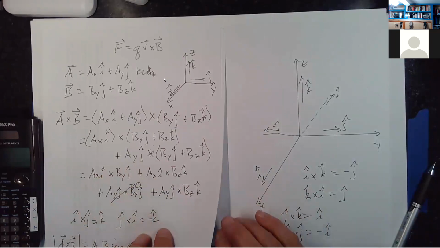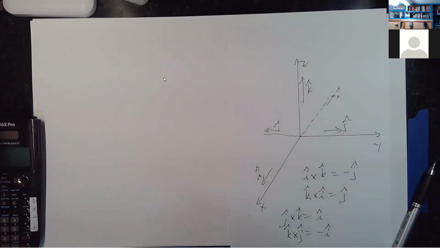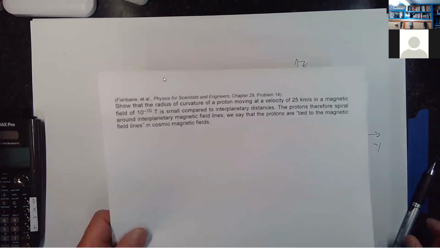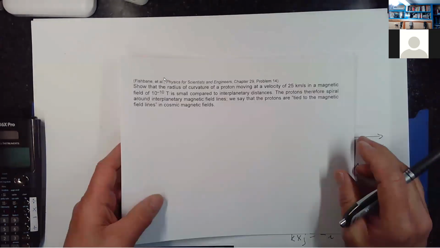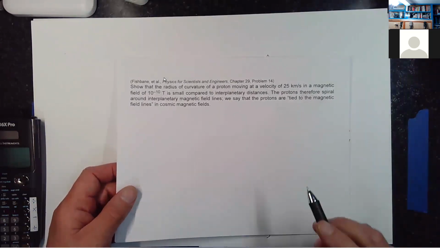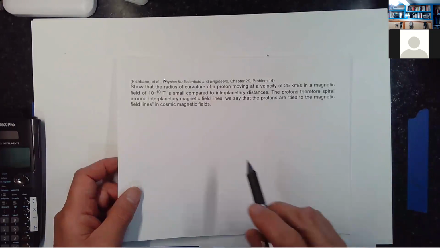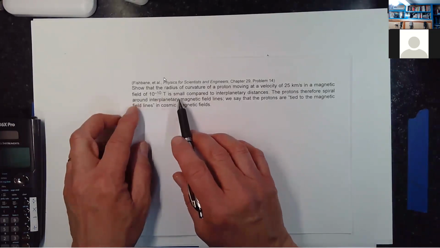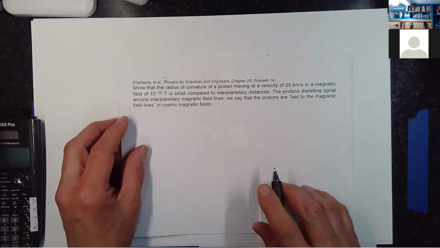So let's jump back to some of the other problems that we were looking at the other day. Whoops, those are the wrong ones. Got them in. Yeah, I think we'll start with this one today. Show that the radius of curvature of a proton moving at a velocity of 25 kilometers per second in a magnetic field of 10 to the minus 10th Tesla is small compared to interplanetary distances.